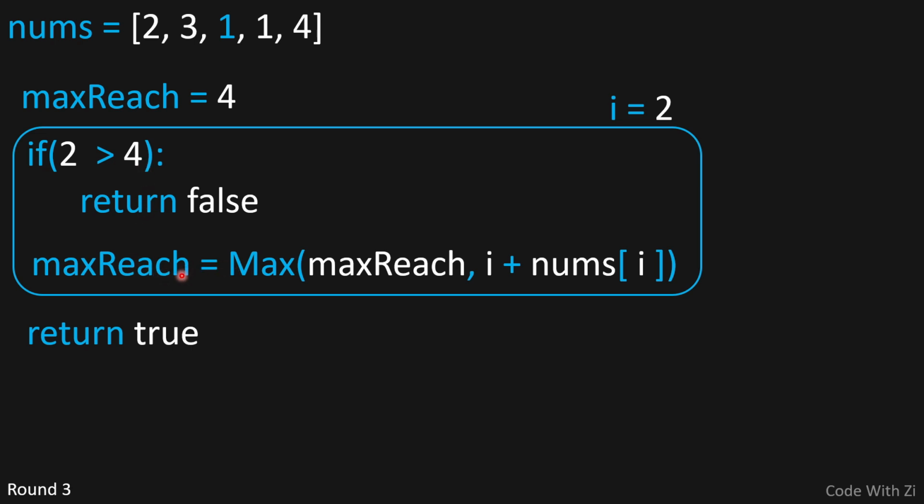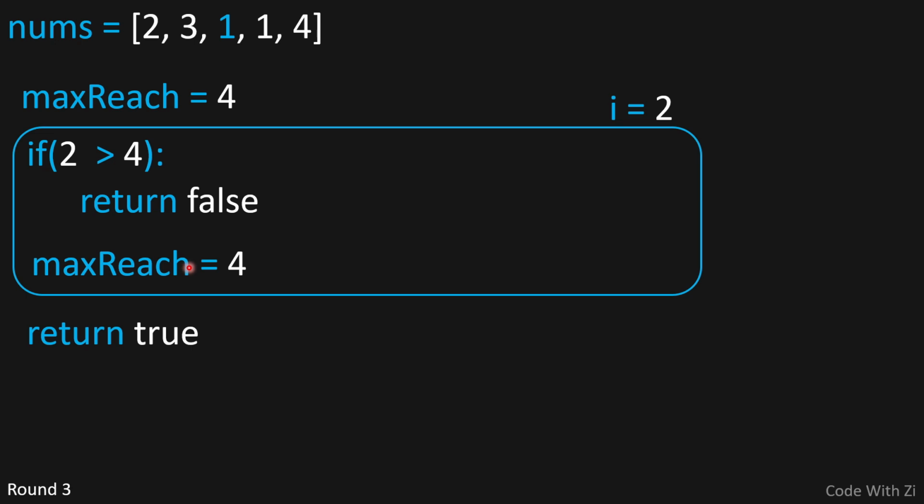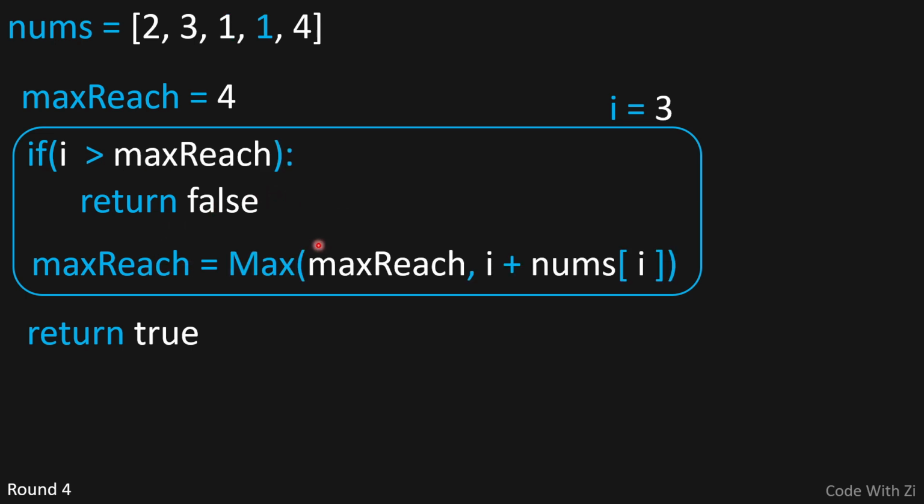We're gonna say maxReach is equal to the maximum value between maxReach, which is 4, and I plus nums of I. Well, I is 2, and nums of I is 1. That's going to give us 3. Between 4 and 3, we're going to pick 4. So maxReach is going to stay as 4. And then we're going to move on to the last round.